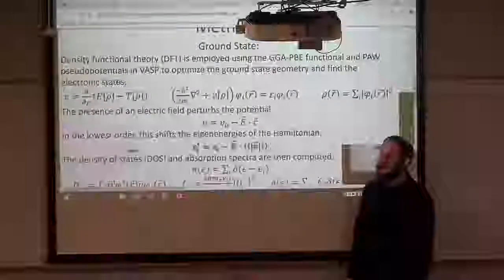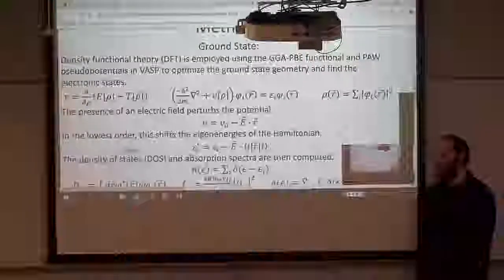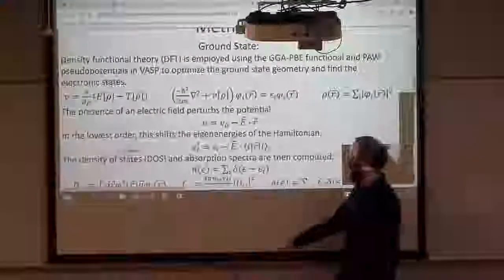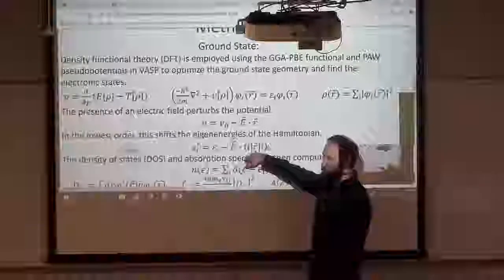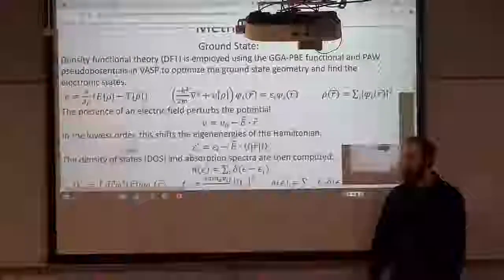We keep the scalar product, but we intentionally orient the electric field along the Z-axis so that the vector consists only of the Z projection. So you just end up with the magnitude of this times the Z position of your orbital. So Z projection of field times Z projection of dipole.